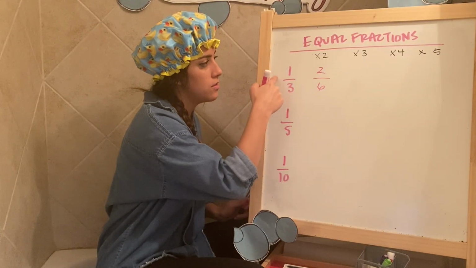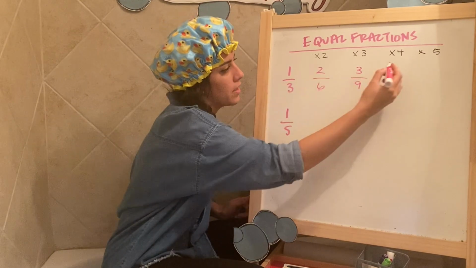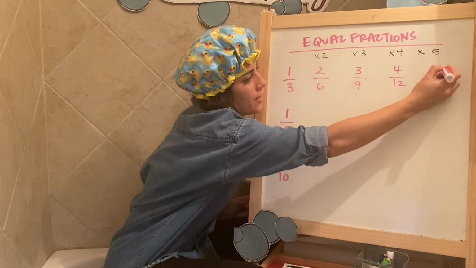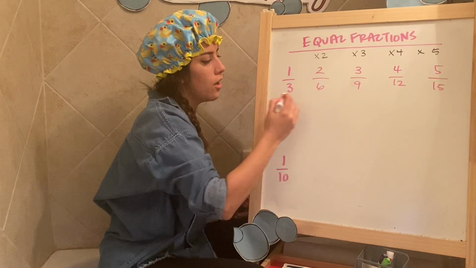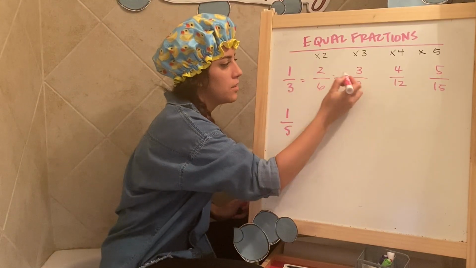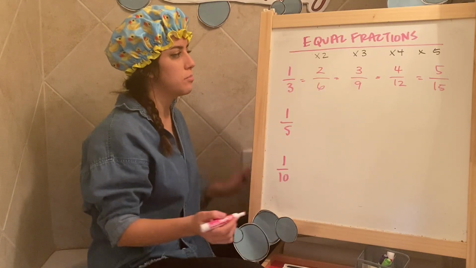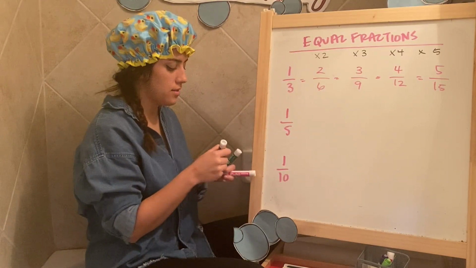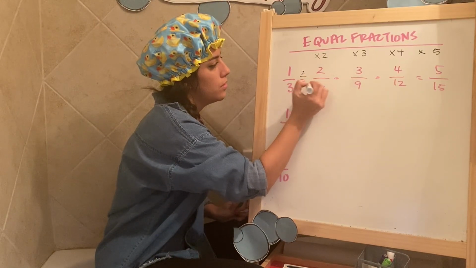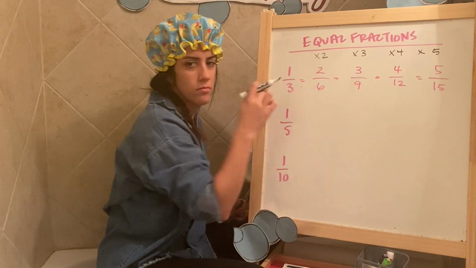If I multiply these two numbers by 3, 3 over 9. If I multiply these two numbers by 4, 4 over 12. Multiply by 5, 5 over 15. All of these fractions equal the same. They all equal 1/3. I just multiplied by fractions that all equal 1. So here I multiplied by 2 over 2, 3 over 3, 4 over 4, and so on, right?